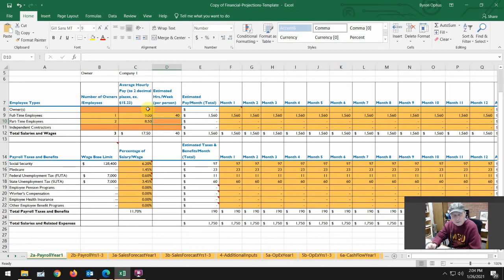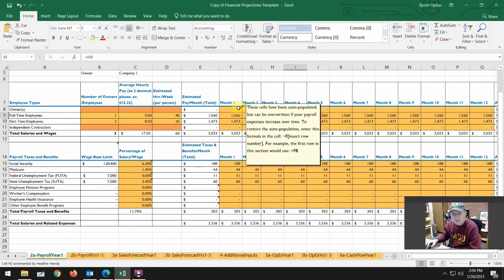And I would probably say they're each going to work 20 hours a week. And again, you see this autofills all this, so we don't have to make any changes here. Although, like it says here, any of these little red triangles up in the corners say cells have been auto-populated but can be overwritten if your payroll expenses increase over time. To restore the auto-population, enter this formula. So it tells you what formula you would enter in.